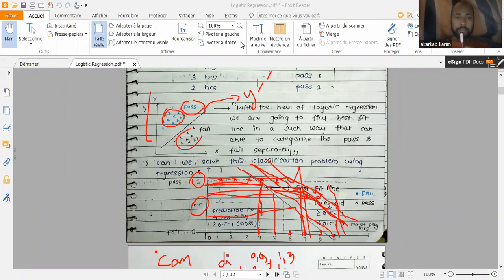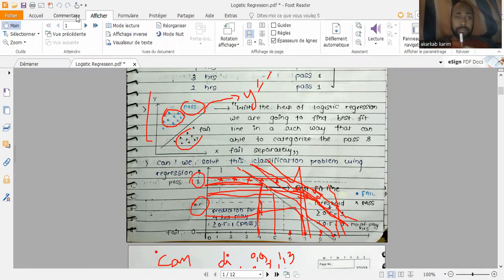Today in this session, I will continue to discuss with you logistic regression as a classification problem. So today I will show you the metrics, how we can measure the performance or the accuracy of a model.